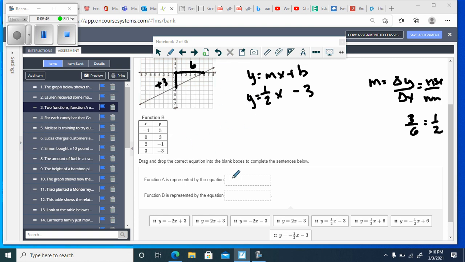Okay, so function A is y is equal to 1/2 x minus 3. There's that one. Now let's do this one, function B. y is equal to mx plus b.